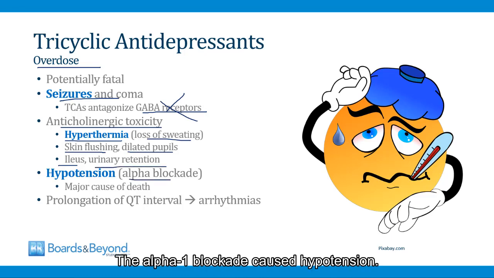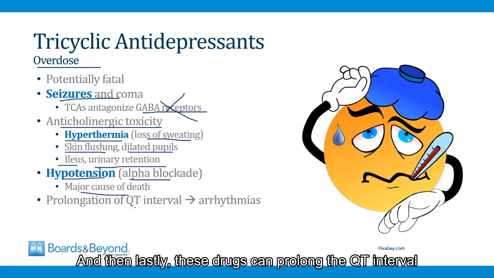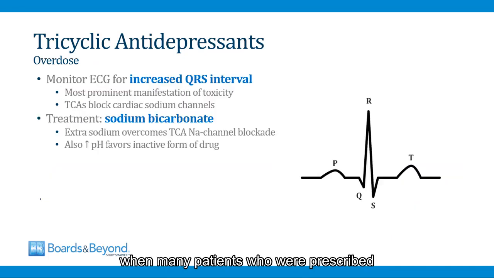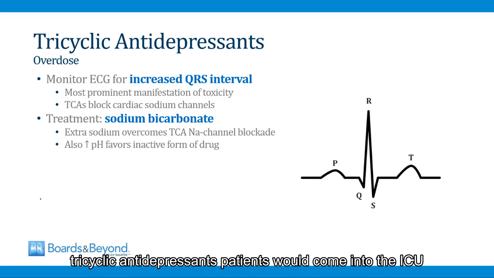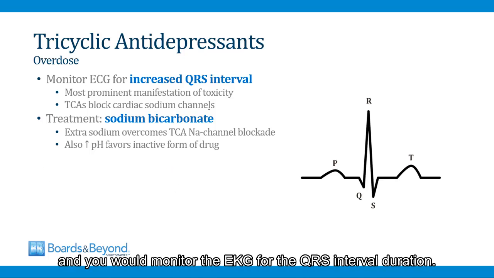The alpha-1 blockade caused hypotension, and this was a major cause of death. And then lastly, these drugs can prolong the QT interval on the EKG, and that can lead to arrhythmias. So back in the day when many patients were prescribed tricyclic antidepressants, patients would come into the ICU with tricyclic antidepressant overdose. And when this happened, you would put them on the telemetry monitor and you would monitor the EKG for the QRS interval duration.